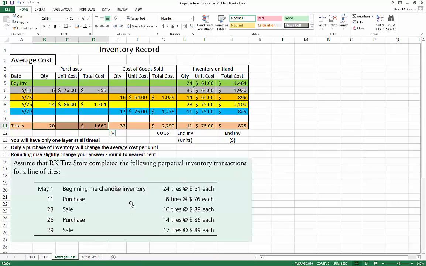Again, this concludes the three inventory records, and in the gross profit section, we will look at how to calculate our gross profit.